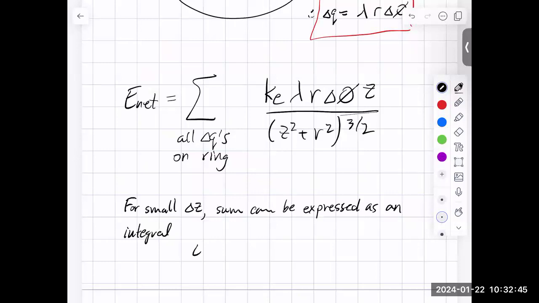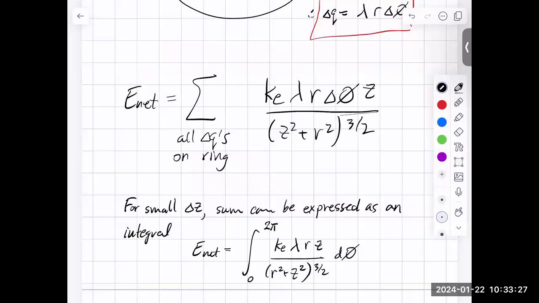And it looks like the integral of Coulomb's constant, lambda r z, divided by r squared plus z squared to the 3/2. And this is going to be an integral over phi. So if I want to go around the whole ring, the whole circumference, what range of phi values do I have to consider? 0 to 2 pi, exactly. So we're going to integrate over all possible values of the angle phi.